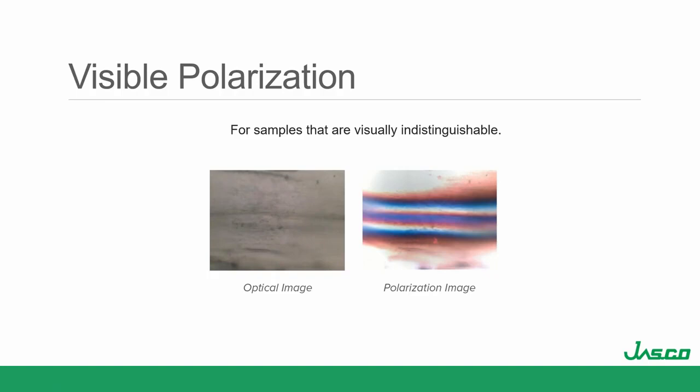So visible polarization. If you've got a sample, in this case it's a good example, it's really hard to see that there's more than one different polymer on this. But if you do polarization, you can actually see the light. You can see that there's 1, 2, 3, 4, 5 different regions of interest.